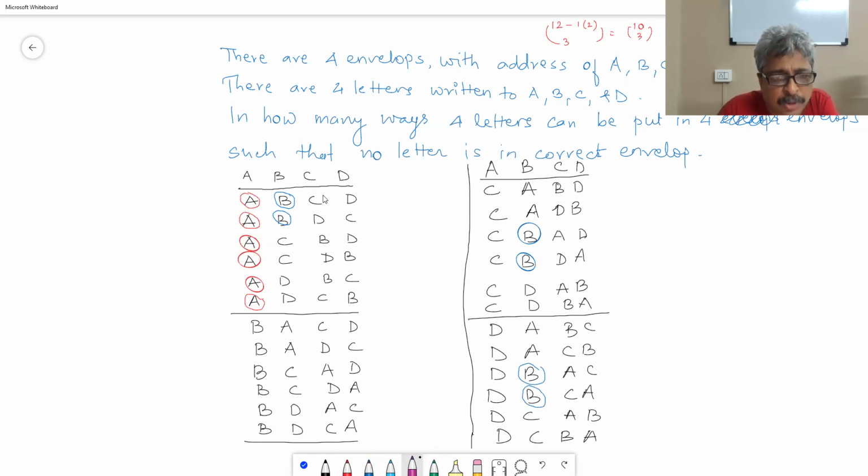Because C is in correct position, this is gone, this is gone, this is gone and this is gone. C in correct position, this is gone and this is gone. All 6 at a time. Because D is in correct position, this is gone, this is gone, this is gone, this is gone, and this is gone, and this is gone.